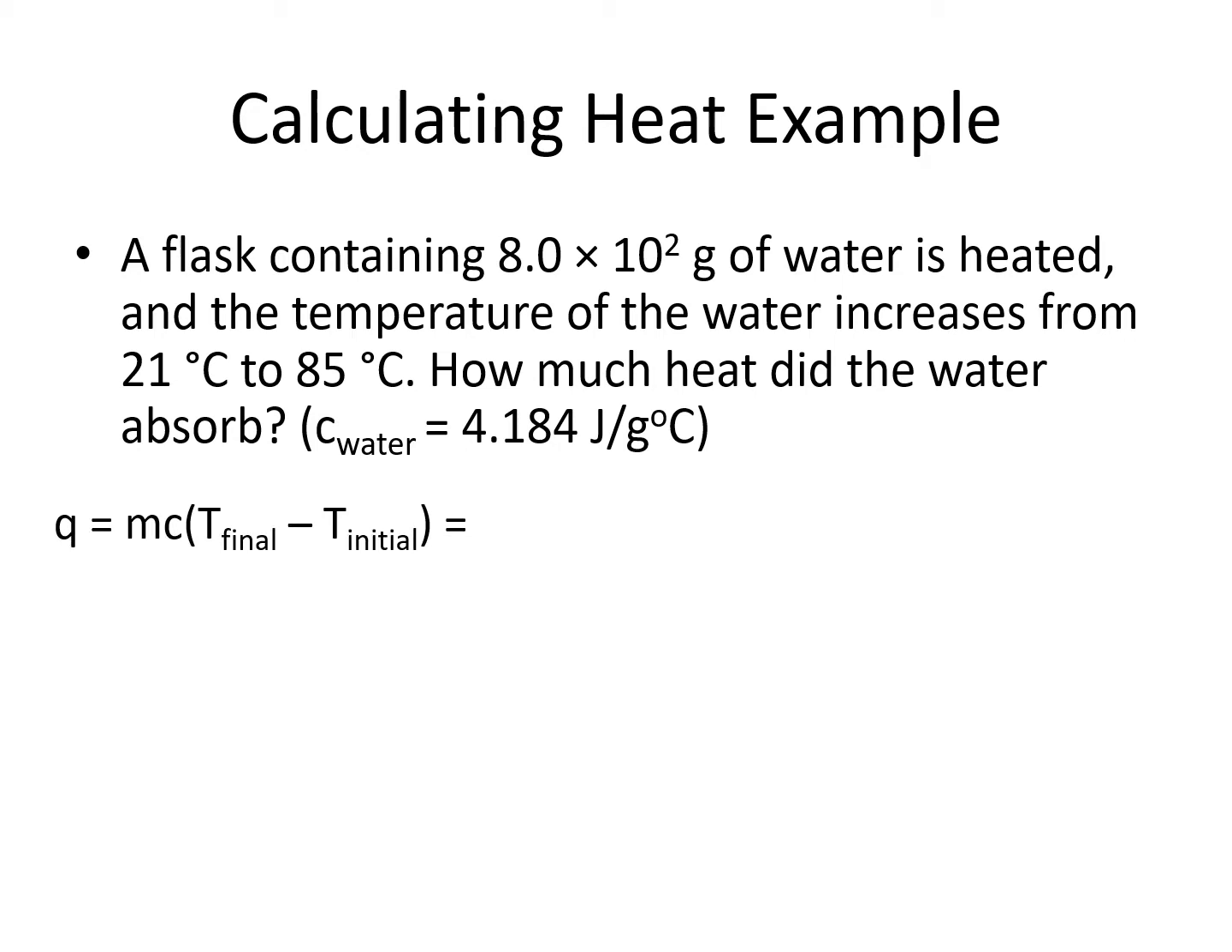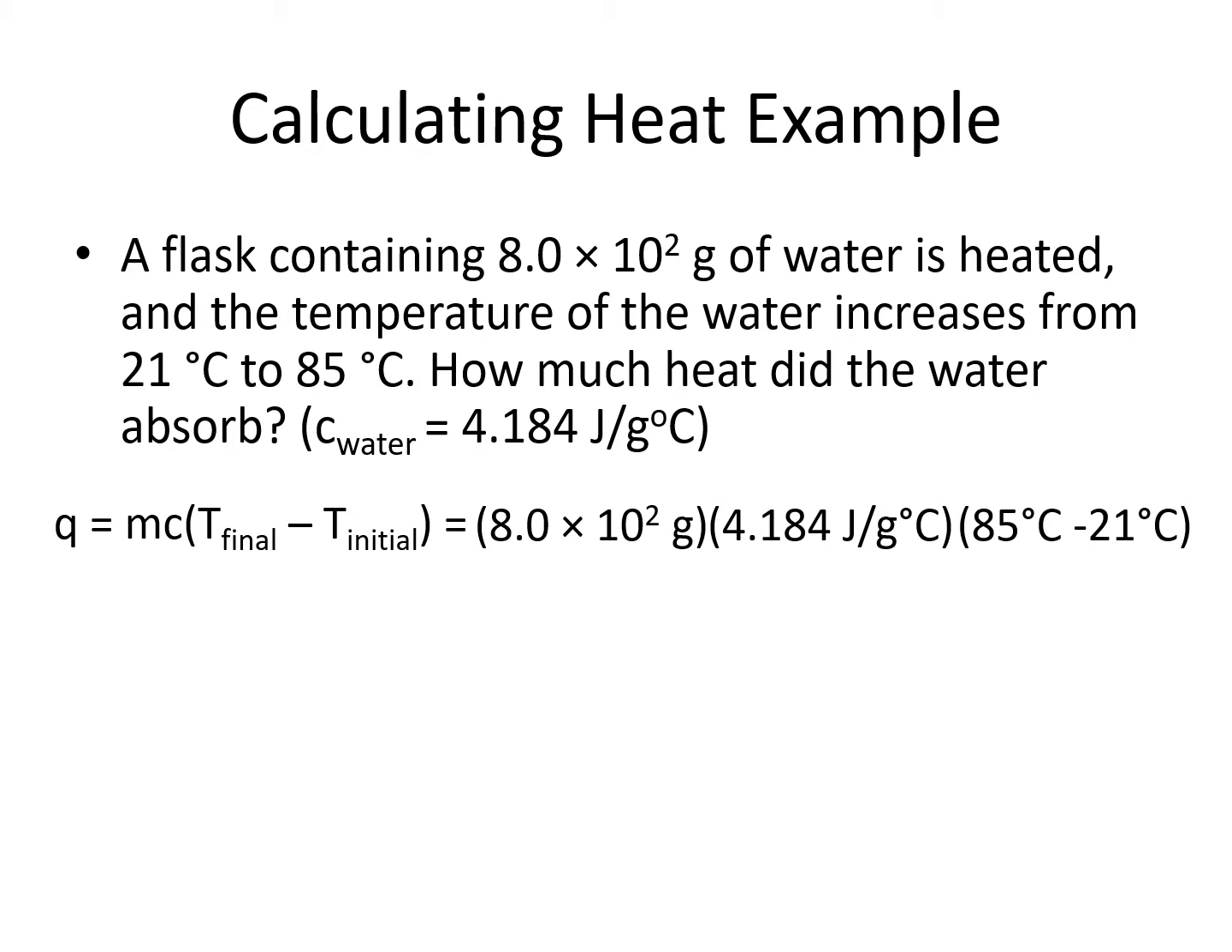So we're going to plug what we know into our equation, Q equals mc delta T, or in other words, Q equals mc times T final minus T initial. So we plug in the 8 times 10 to the 2 grams as our mass of the water that's heated. We plug in the specific heat of water, which is 4.184 joules per gram Celsius. And we plug in our two temperatures, final minus initial. It ended up at 85, so we list that first, and it started out at 21, so we list that second. So we'll do 85 minus 21.